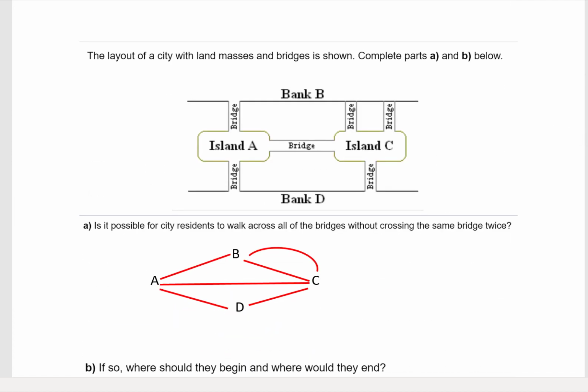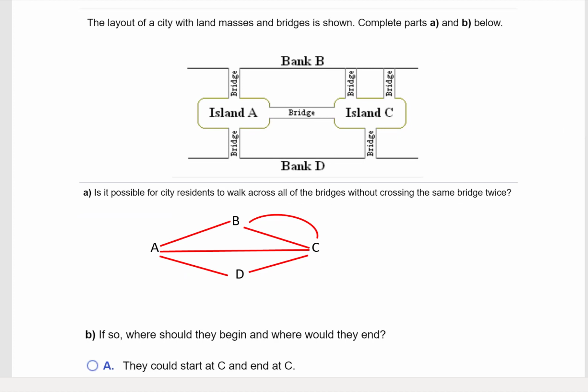The layout of a city with land masses and bridges is shown below. Complete parts A and B. Is it possible for the city residents to walk across all of the bridges shown without crossing the same bridge twice? So I went ahead and I made a graph to illustrate the city. And there's islands A and C, and then banks B and D, and we notice there's some connections here. Island C is connected to bank B with 2 edges.